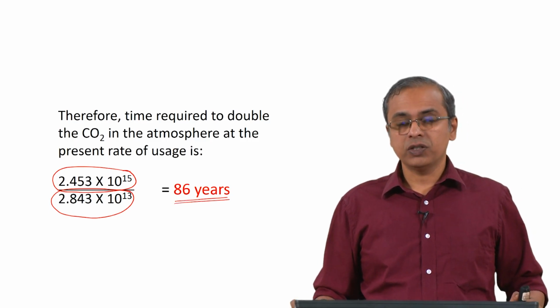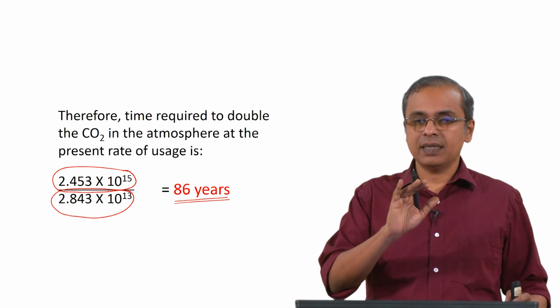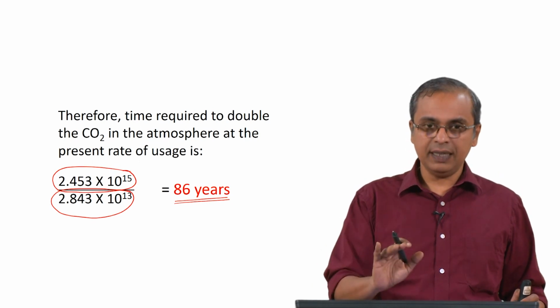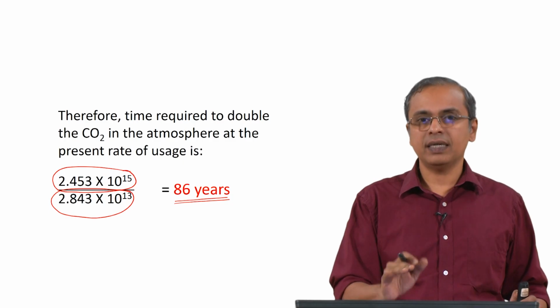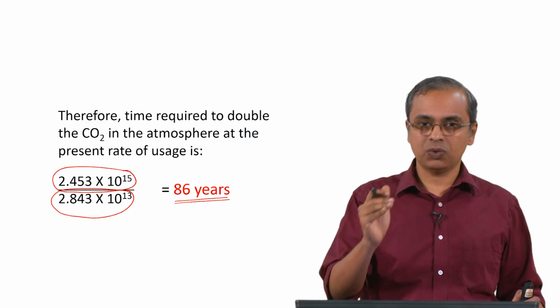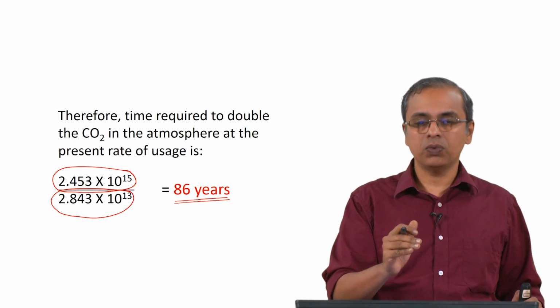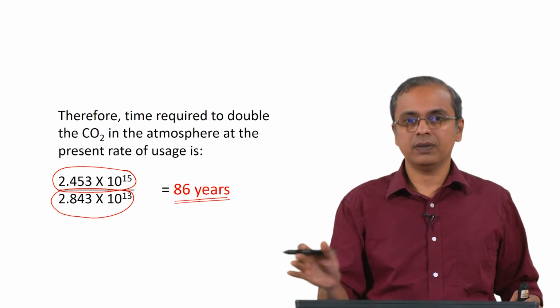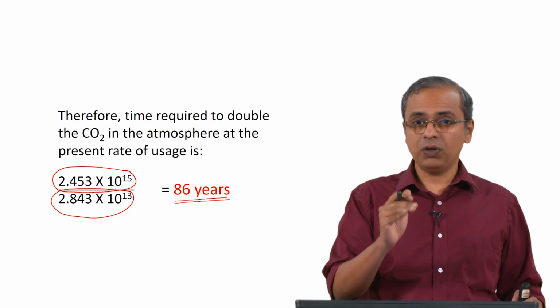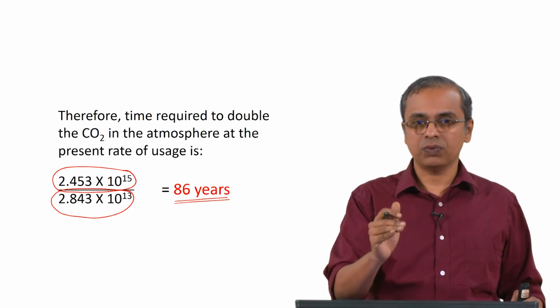years. So, at the present rate of usage of energy, if all of the energy is being released using carbon based sources, in 86 years we will double the amount of CO2 present in the atmosphere. That is a phenomenal increase in the amount of CO2.